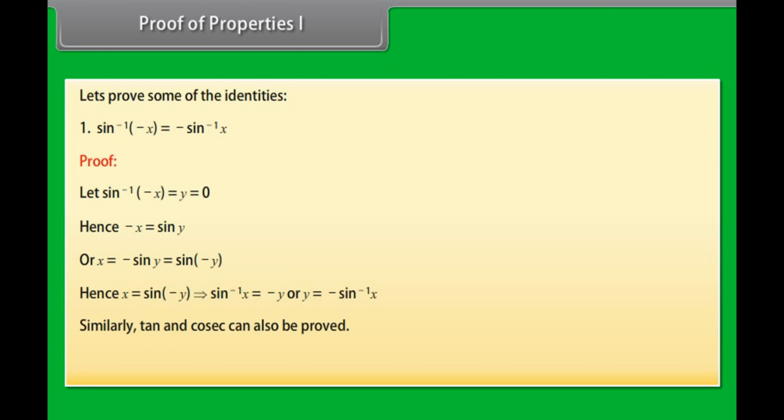Similarly, tan and cosec can also be proved. Cos inverse minus x is equal to pi minus cos inverse x. Second, sin inverse x plus cos inverse x is equal to pi by 2.